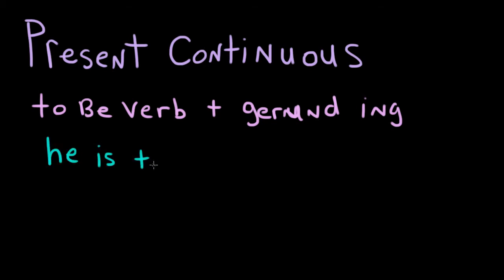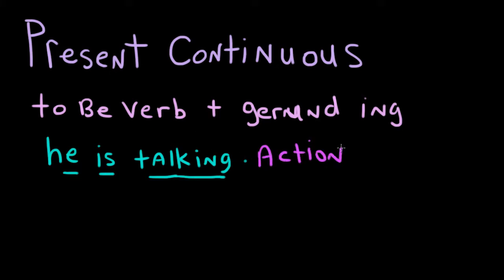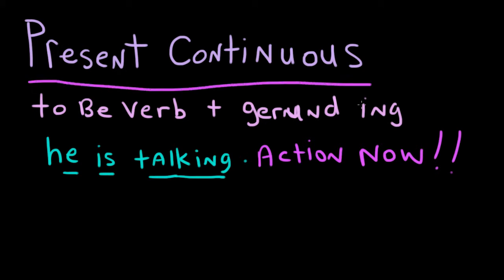He is talking. So here we have he, the to be verb, and talk, then we add the ing and make it the gerund. That's the present continuous. We use the present continuous to talk about actions that are happening now. Action now is when we use the present continuous.